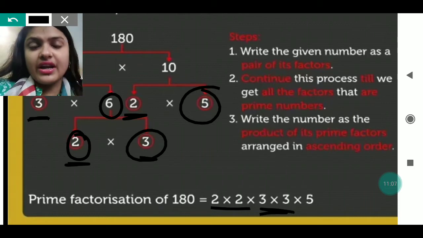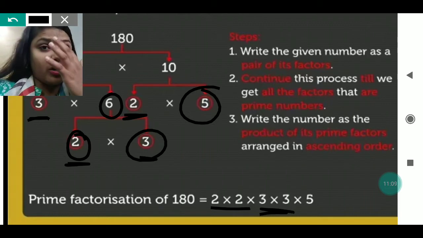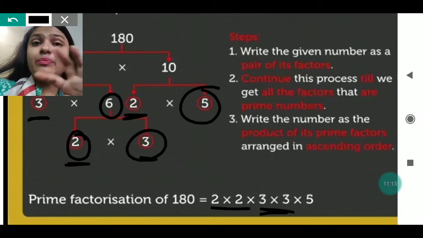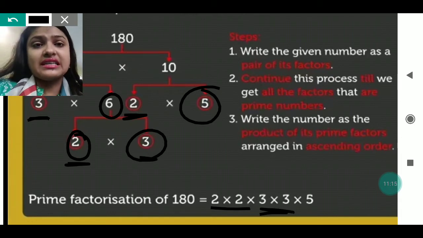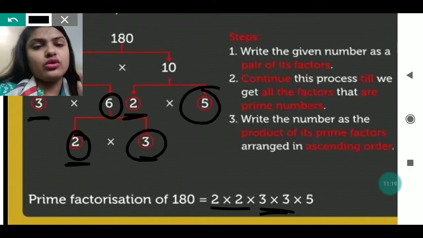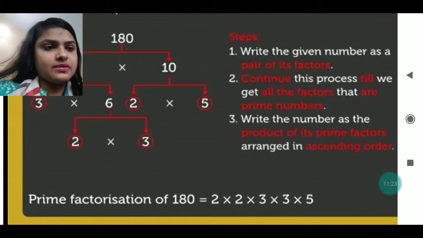The number is like 180. So what can be the pair factor of it? Like when you are dividing 18, then pair factors, then 10 pair factors, 6 then pair factors. Like 2 into 3 is also 6, and 3 into 2 is also 6. So like this you have to find a pair factor. Now let's move on.